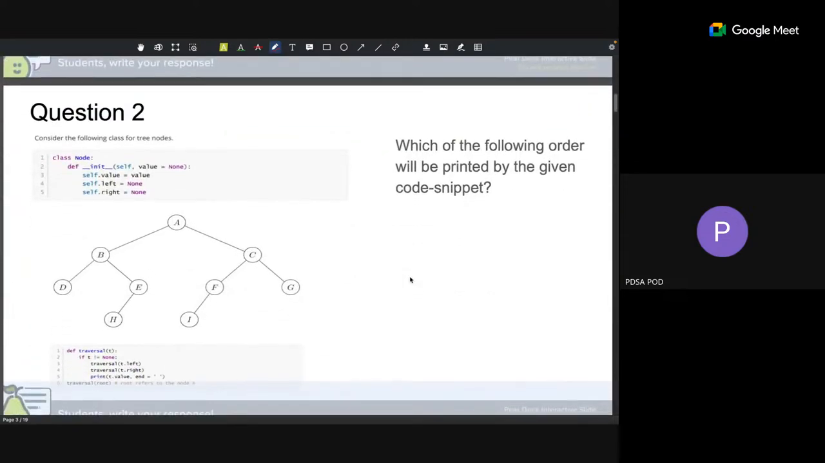This is the code that is given. If they ask for successor node, that's a good term. Successor node is there. Predecessor is the previous one. Successor is the next one. But for that also, it is in order only. Yes, successor also you can use for in order.